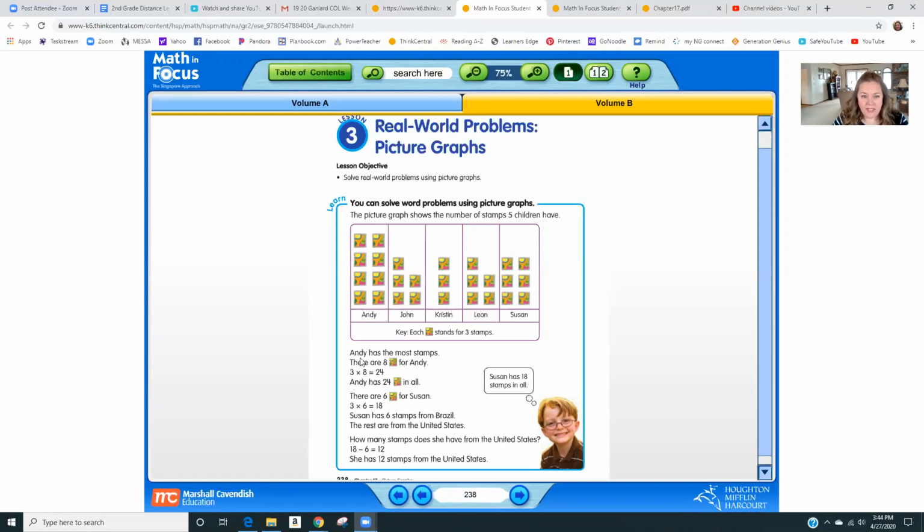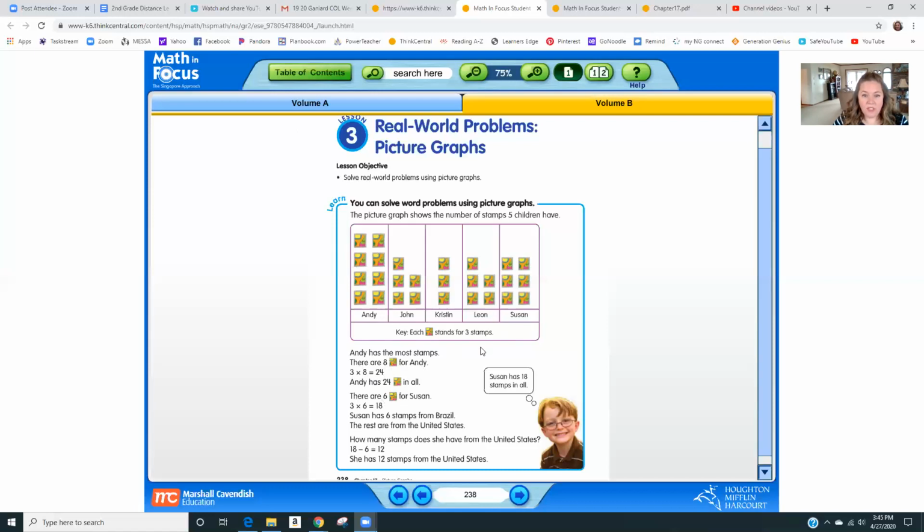Read the first question. It says, Andy has the most stamps. Look over here at Andy. It looks like we're looking at Andy, John, Kristen, Leon, and Susan. They're our friends. These must be stamp collectors. There are 8 symbols for Andy. So if each symbol stands for 3 stamps, we have 8 times 3, or this looks like the reverse, 3 times 8, which is 24 stamps. Andy has the most stamps with 24 stamps in all.